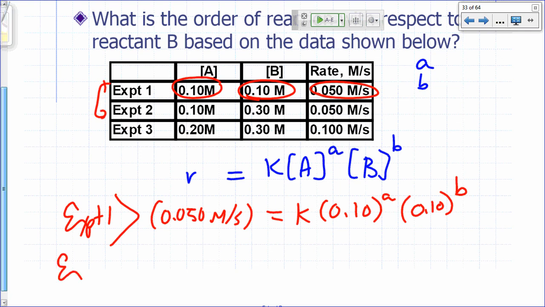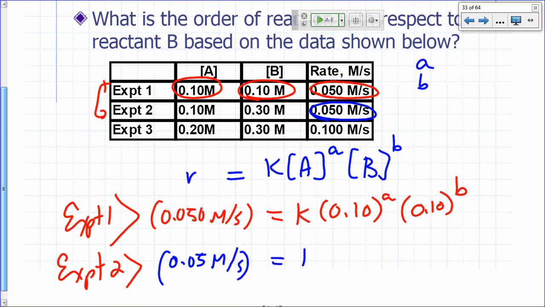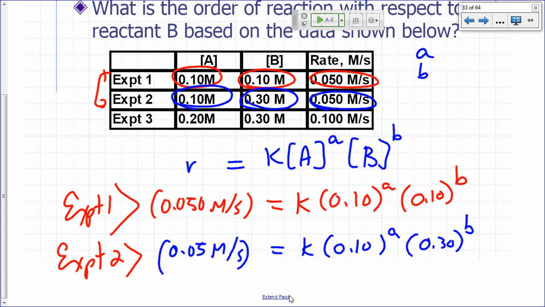So experiment 2 says 0.05 moles per liter per second equals K times concentration of A, which is 0.1 raised to the power a, times concentration of B, which is 0.3 raised to the power b. Okay? I have two equations, and I can solve for b, the order with respect to B. How do I solve for the order with respect to B?